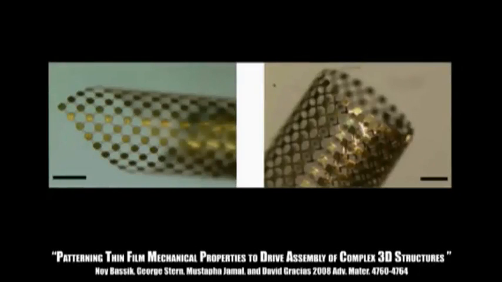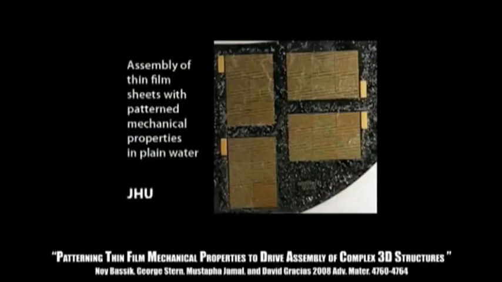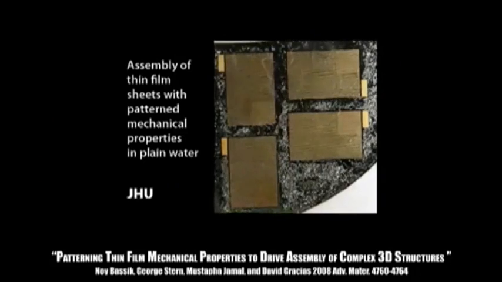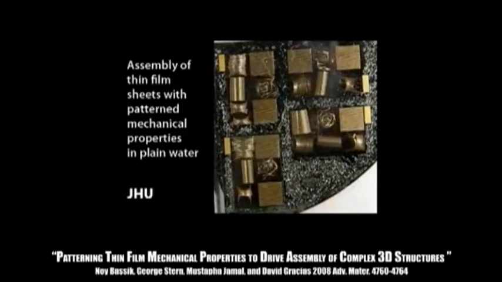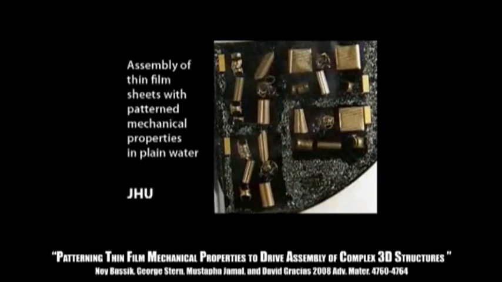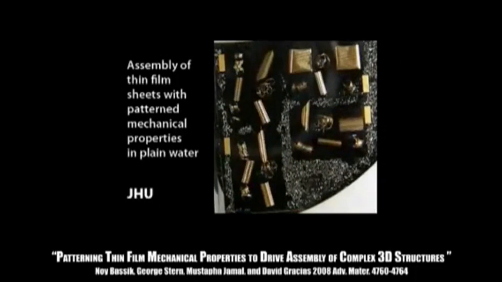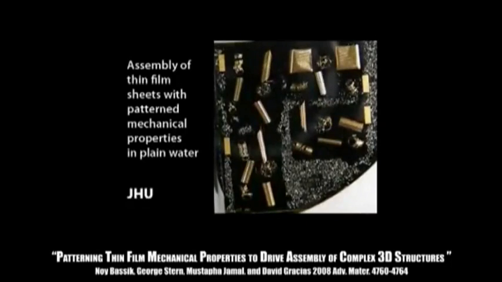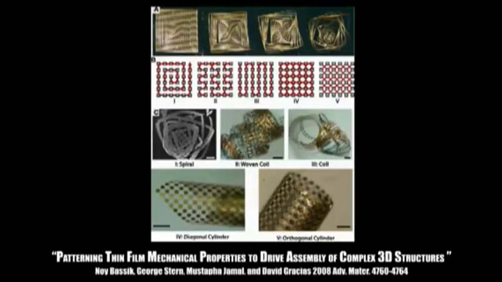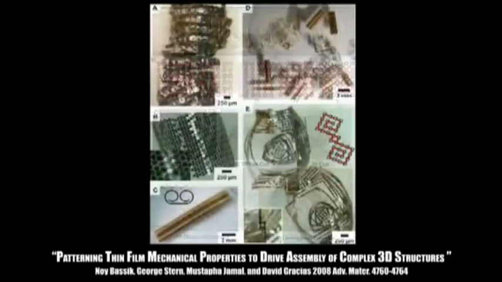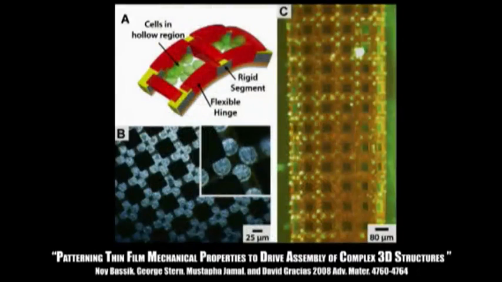The last project that we'll discuss demonstrates a new strategy to construct complex 3D patterned structures by self-assembling 2D sheets that have thin film hinges. As an example application, these sheets can be used as microwells for cell culture.